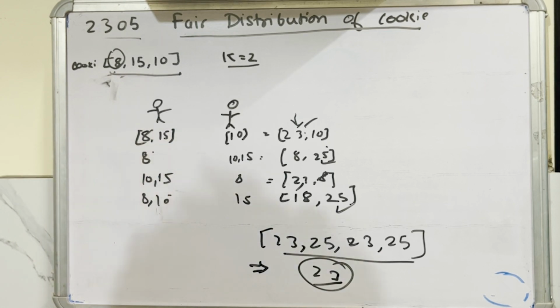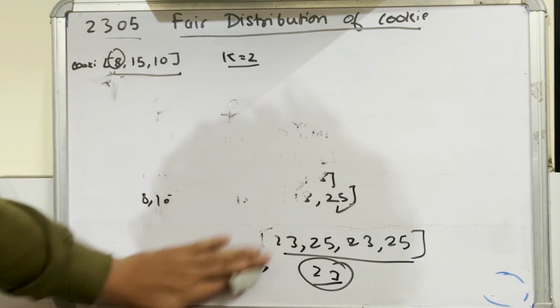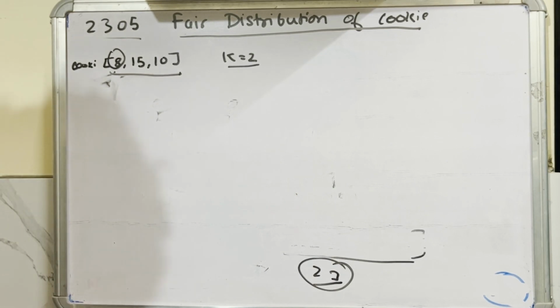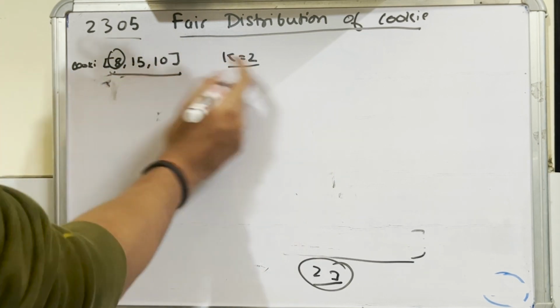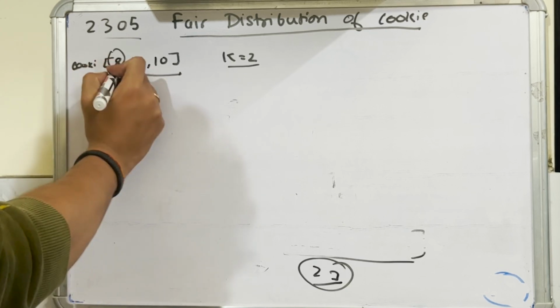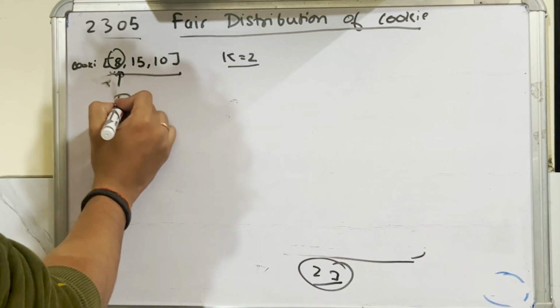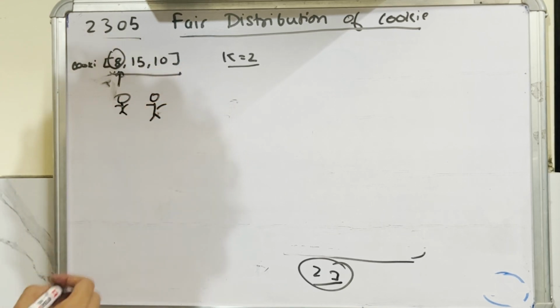The question is how to approach this problem. The answer is 23 for this. So how will we approach this problem? The main thing is this. As you can see, we have cookies and we have children, so we have to distribute the cookies to children. And the thing you can think is, to give this cookie to a child, let me draw a child, that will be more clear. This will be a child, this will be a second child.